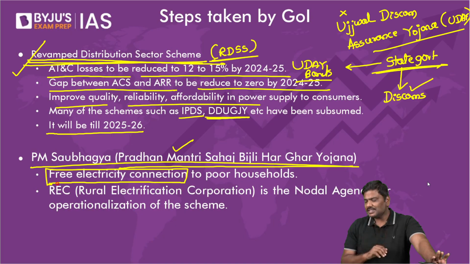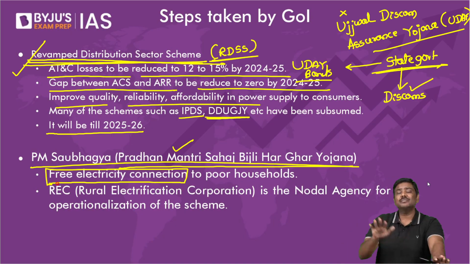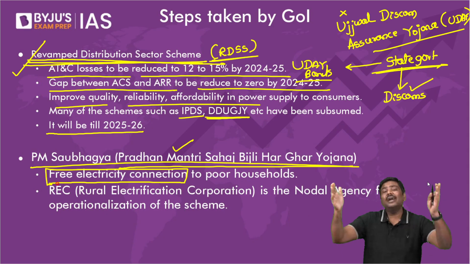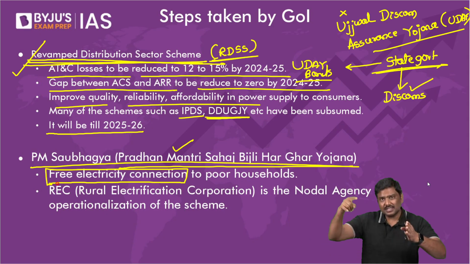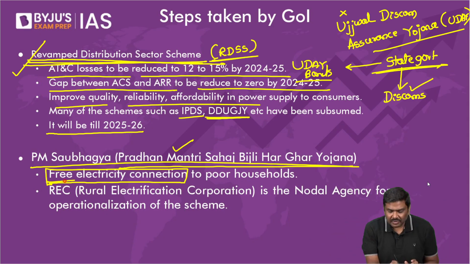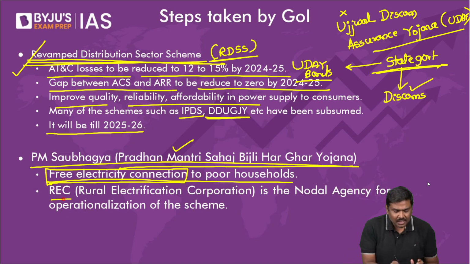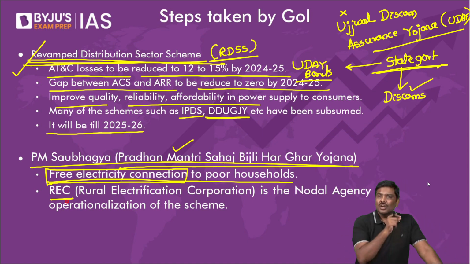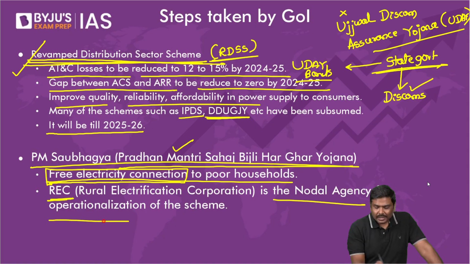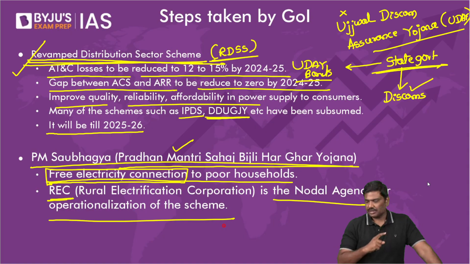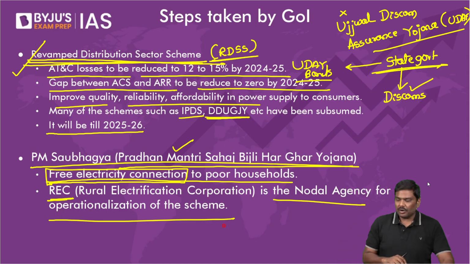So the Government of India said, under Pradhan Mantri Sahaj Bijli Har Ghar Yojana, we will identify the houses which require assistance and we will provide free electricity connection to such houses. And which is the nodal agency for implementation of PM Saubhagya? Rural Electrification Corporation, REC, is the agency for implementation of PM Saubhagya Yojana. This is the second very important reform.